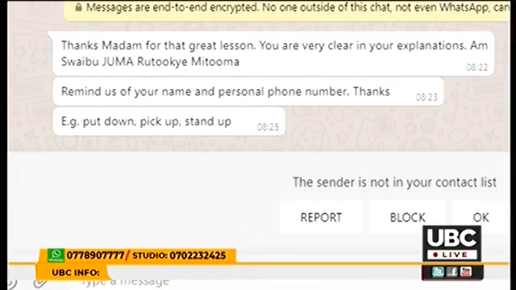Thank you so much for the answers you've given. You have actually identified put down, pick up, and then your own, I can see, is stand up. Put down, pick up, stand up. Thank you very much. I wish you could add on more. This is really interesting. Thank you so much, Swaibu from Mitoma. That was really wonderful.